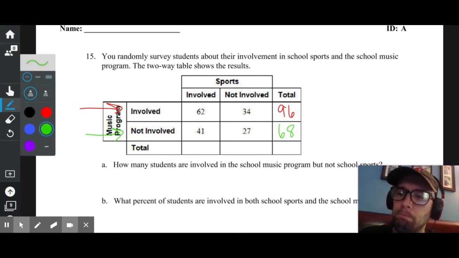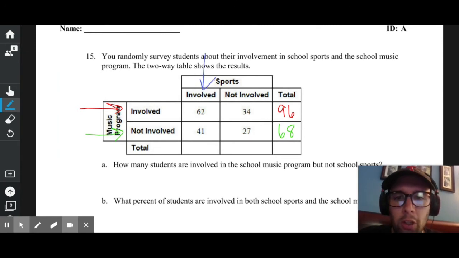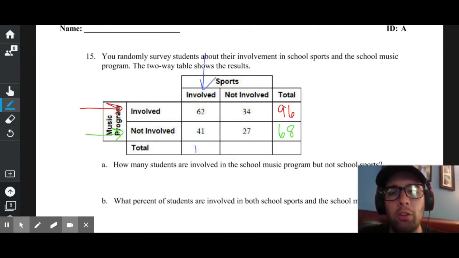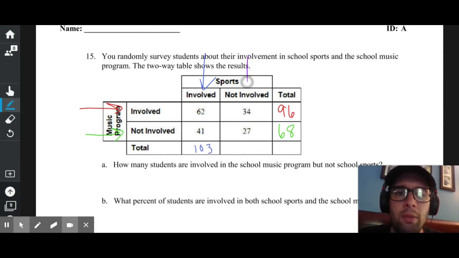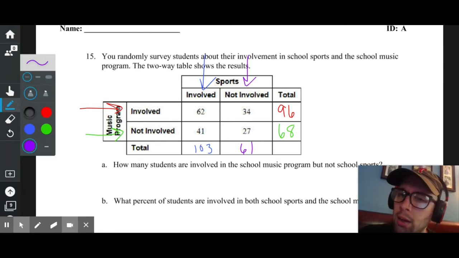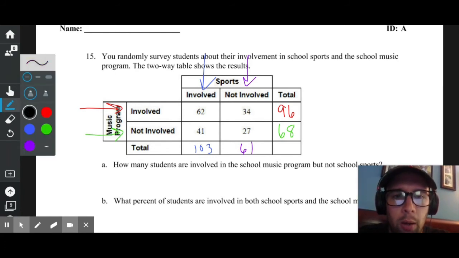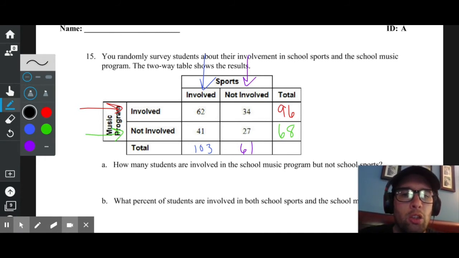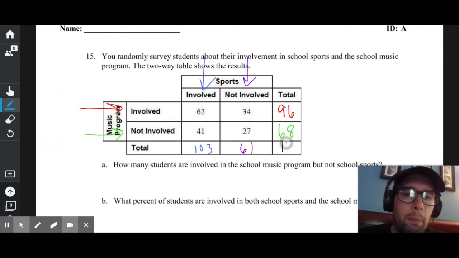People that are involved in sports are going to be 62 plus 41, which is 103. And the people that are not involved in sports, 34 plus 27, which is 61. Whether you add 103 plus 61 or you add 96 plus 68, either way, you are going to get 164.